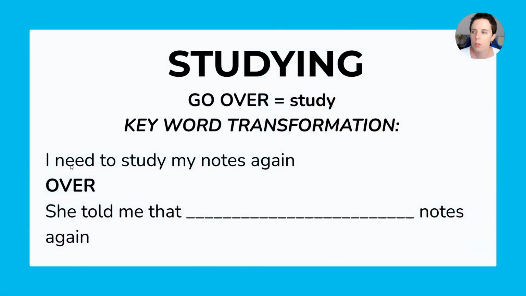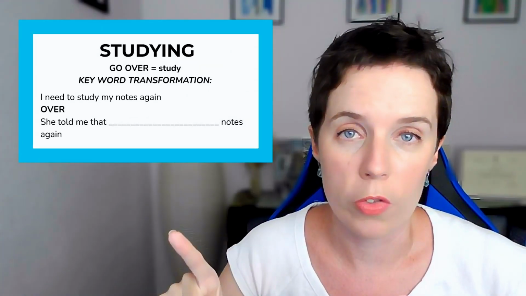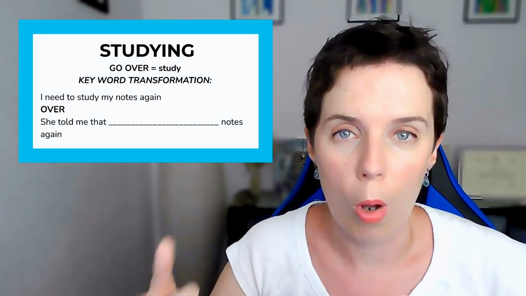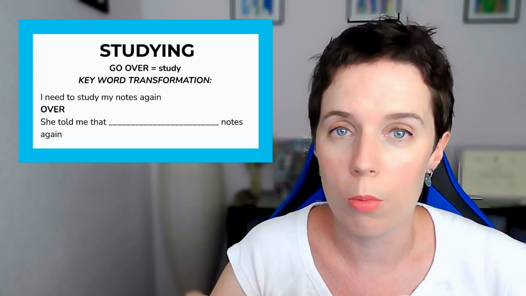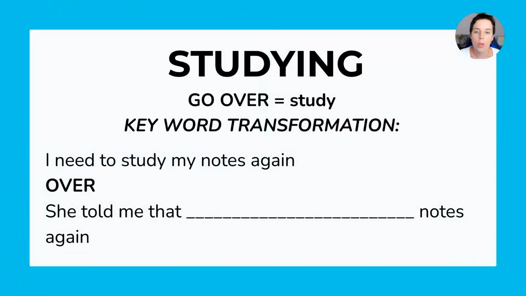Let's have a look. So if your first sentence was, "I need to study my notes again," and you get the preposition "over," that means you probably need a phrasal verb. Top tip for keyword transformation: if you do get a preposition as your keyword, you probably need a phrasal verb. They're testing you on a phrasal verb. Okay. So we've got "over." We know that "go over" means study, so we know we have to replace that.